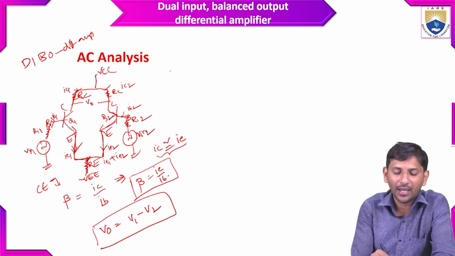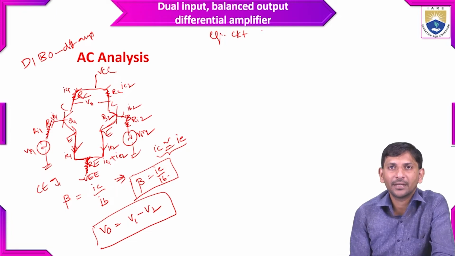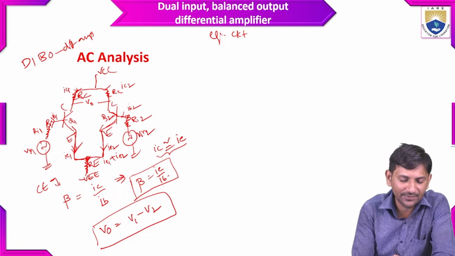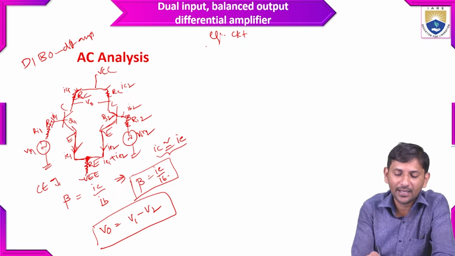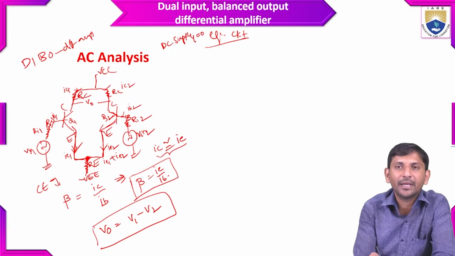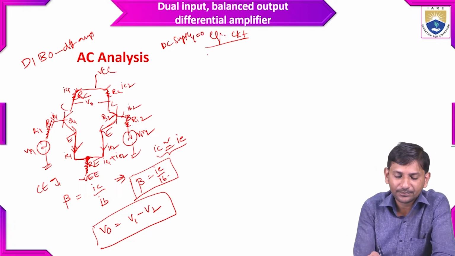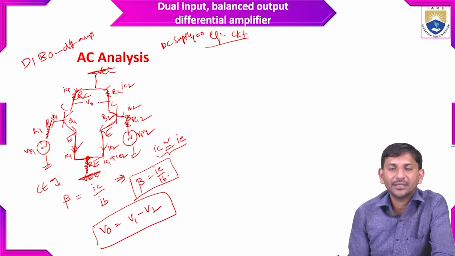So for that, I need to first derive the equivalent circuit. So how to draw this equivalent circuit? Let me start from here. When you are going to do the AC analysis, the DC supply should become 0. So first this will become 0 and this will become 0. Both, make it as 0.